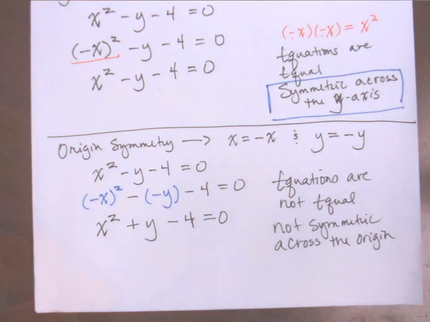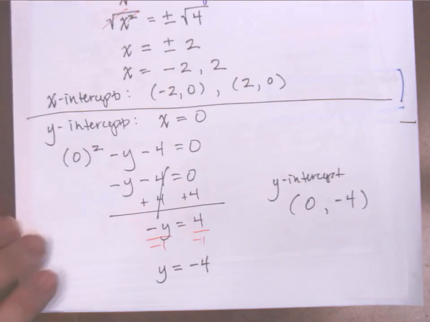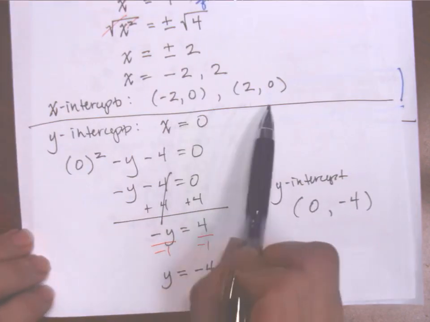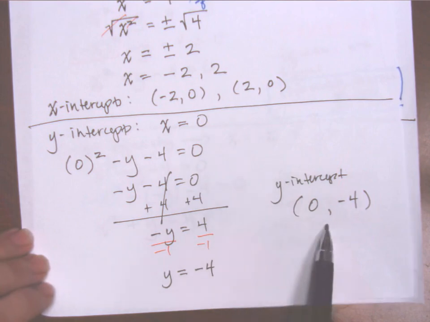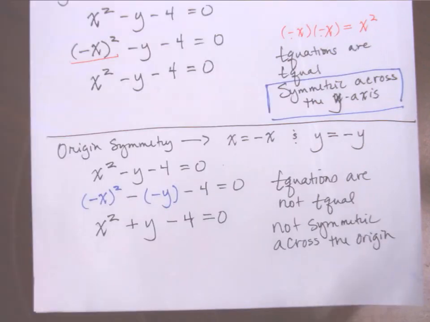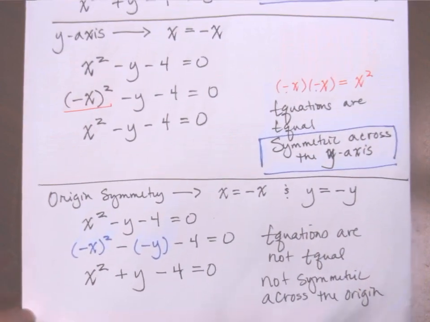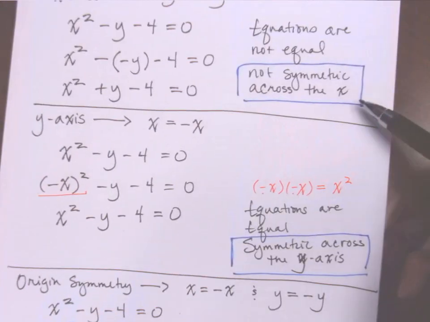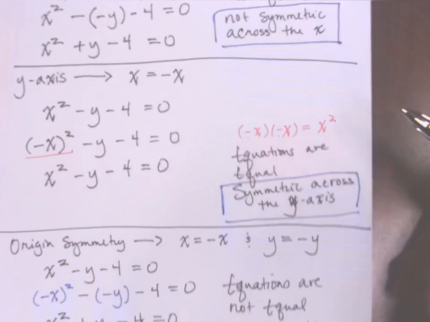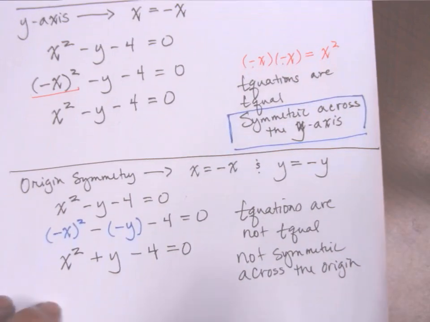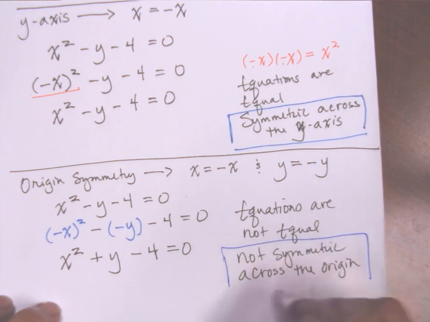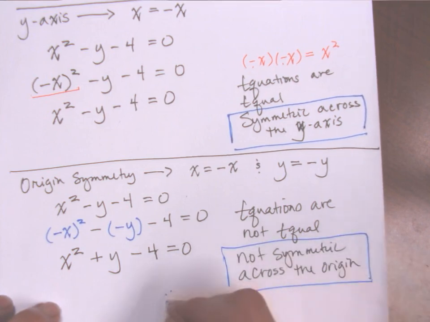Now, this question didn't ask us to graph anything, so we found our intercepts: negative 2 and 0, 2 and 0, and 0 and negative 4 is my y-intercept. And then we did our 3 symmetry tests. We found that it was not symmetric across the x. It is symmetric across the y, but it was not symmetric across the origin. And we're done.